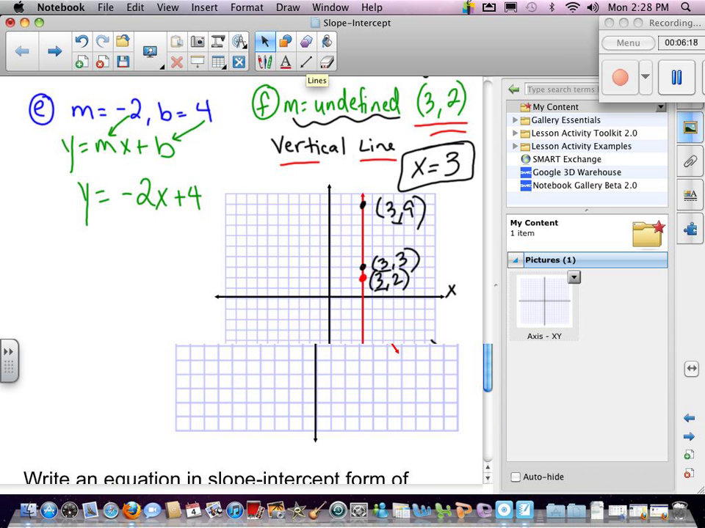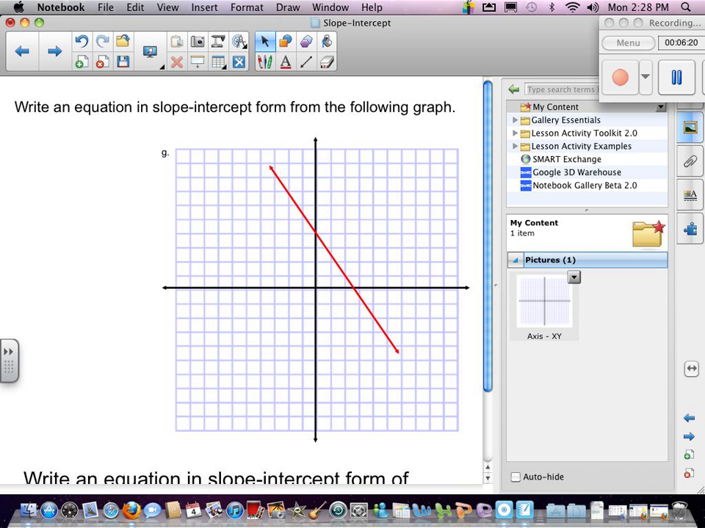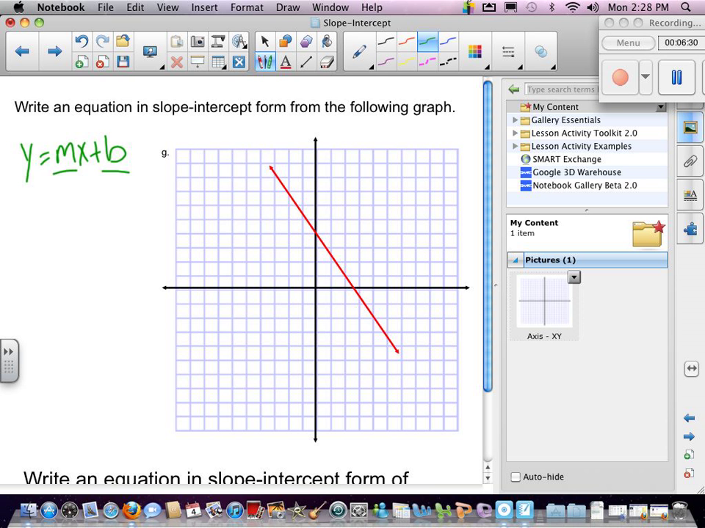Alright, let's take a look at the next example. We're supposed to write an equation in slope-intercept form using this graph. So the first thing that we need to establish is that we're looking for mx plus b. So we need the slope and the y-intercept. The y-intercept is where it crosses the y-axis, which would be right there, (0, 4).